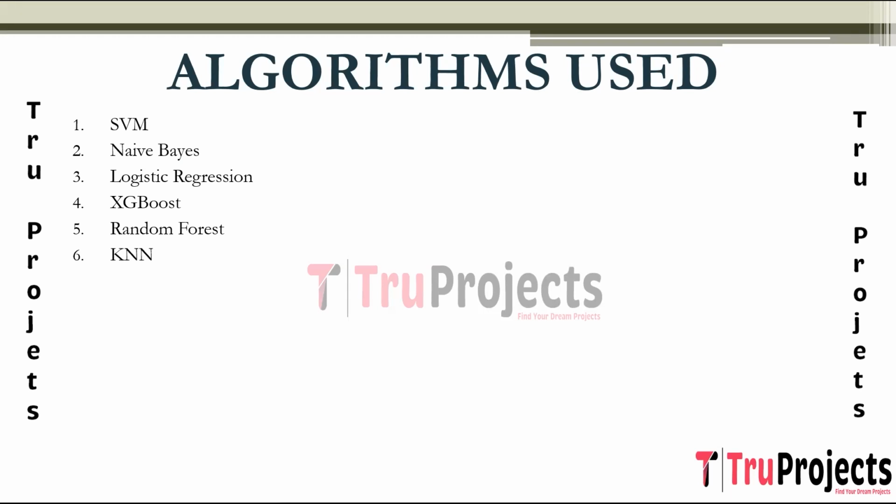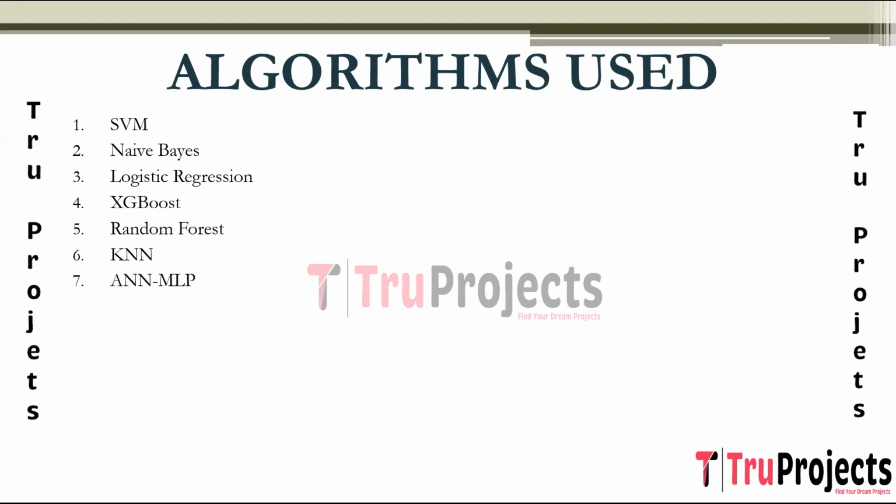K nearest neighbor. KNN is a non-parametric, lazy learning algorithm used for classification and regression tasks. It classifies data points based on the majority class of their K nearest neighbors. KNN is chosen for its simplicity and adaptability to various data distributions, offering a straightforward approach to hate speech.